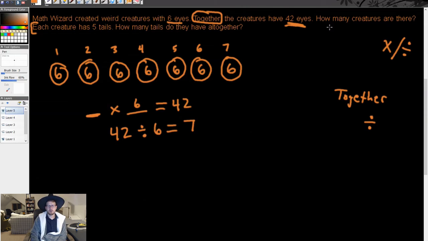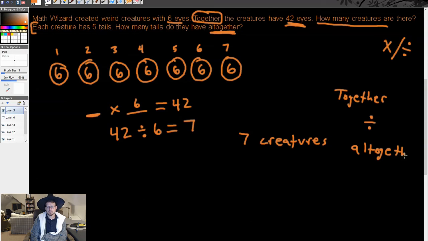So now I need to know the answer to this question in order to work on this question. I have 7 creatures, and each has 5 tails. How many do they have altogether? In both of these, the word together and altogether told me what my math process was, what my operation was. Here I knew how many they had together. Here I knew the total, so I was dividing. Here I'm looking for the total, so I'm multiplying.